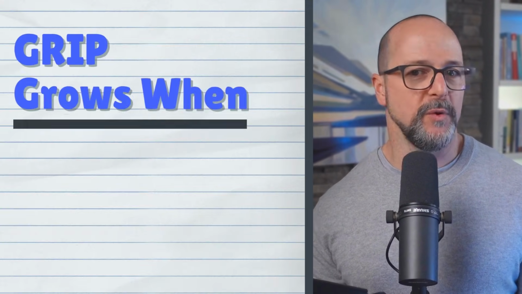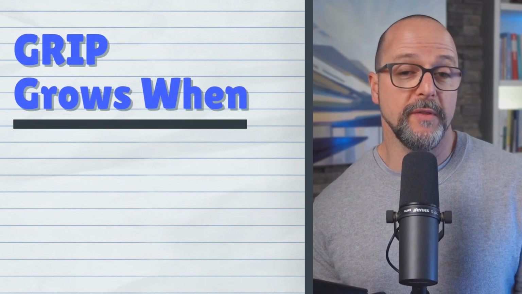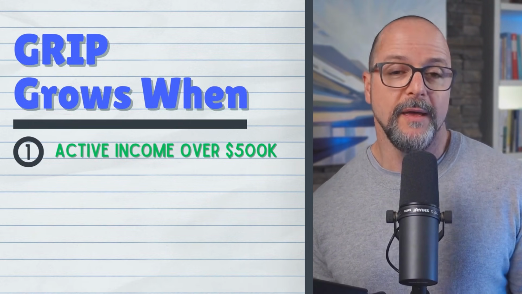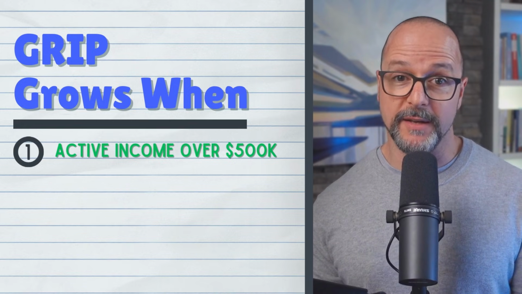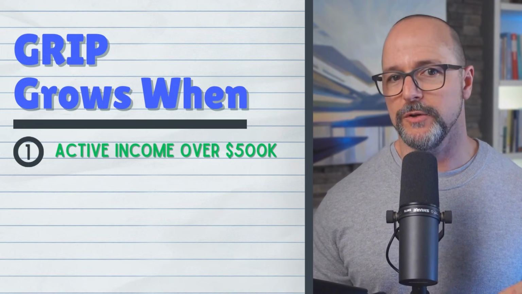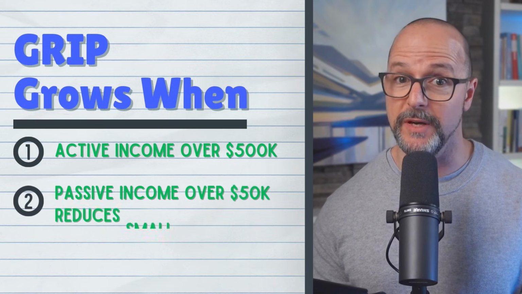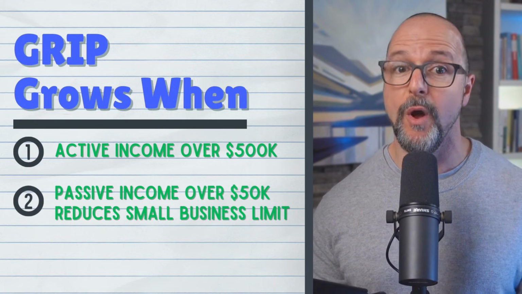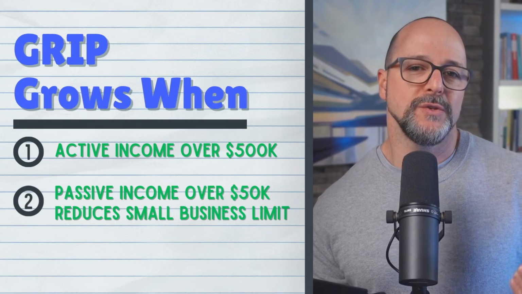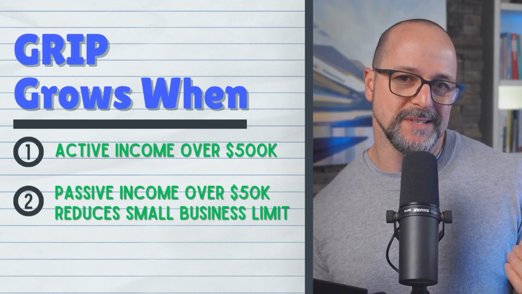There are three ways that Dr. Alex could generate a balance in his GRIP notional accounts. First of all, if he works really hard and makes more than the small business limit of $500,000 in profit from his practice, then active income above that is going to be taxed at the higher general rate. Second, if Dr. Alex has too much passive income, investment income in his corporation, over $50,000 in a year, the government starts to shrink that small business limit.